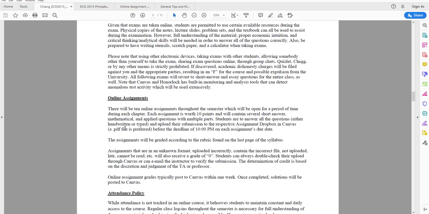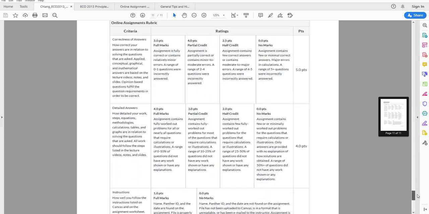I will grade assignments according to the rubric found on the last page of the syllabus, so you can go ahead and take a closer look at that. It's pretty basic once again.